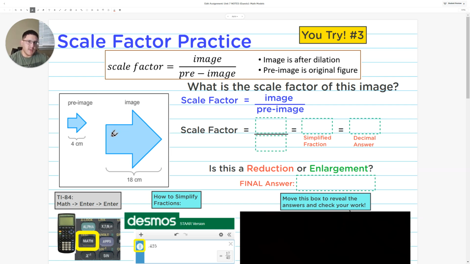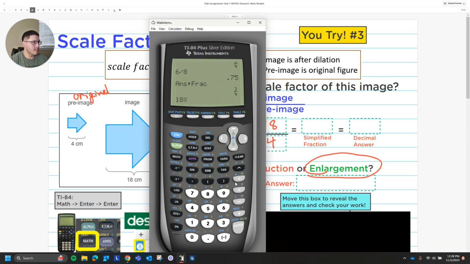So intuitively, if you had the images there, from original to the new image, we can tell that this is going to be an enlargement. Now, we can also tell by just calculating the scale factor. So we know that the image is 18. We know the pre-image is 4. 18 divided by 4 will give me a decimal of 4.5.